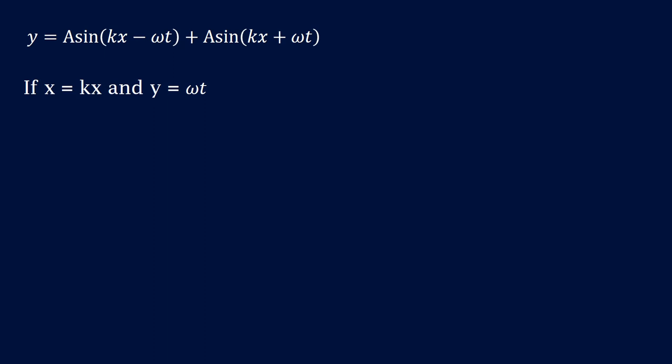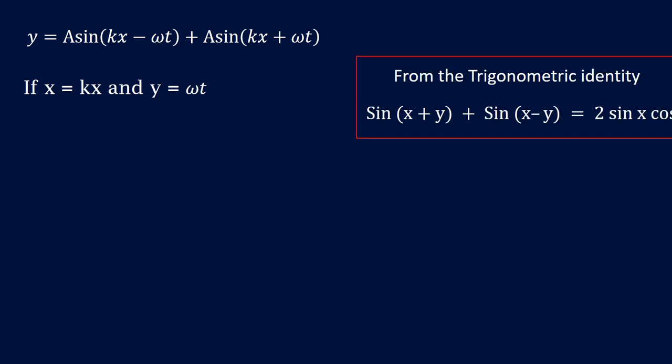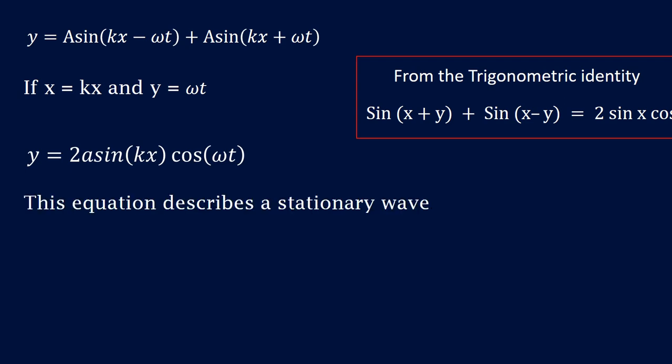If we consider x = kx and y = ωt, then by applying the trigonometric identity, we can simplify it further. The trigonometric identity is sin(x + y) + sin(x − y) = 2 sin x cos y. Therefore, after applying this identity, we get y = 2a sin(kx) cos(ωt).